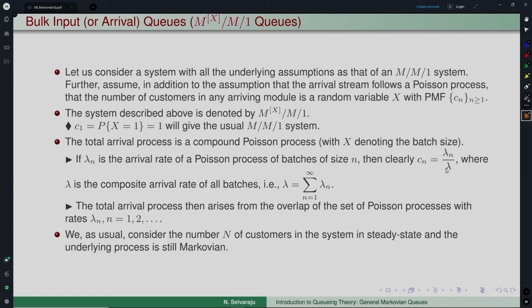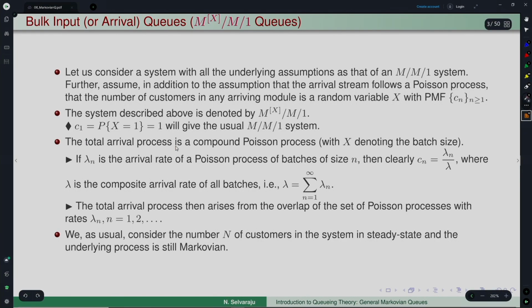So, the total arrival process, if you are just counting the total number of customers that come during an interval, is an overlap of all these Poisson processes, the superposition of all these Poisson processes, which will be a compound Poisson process. You can go back and look at the generalizations that we described for a Poisson process, where we mentioned that this compound Poisson process is what is going to be used in bulk arrival situations. So, in a bulk arrival queue, the total arrival process, if you are looking at the number, will be a compound Poisson process.